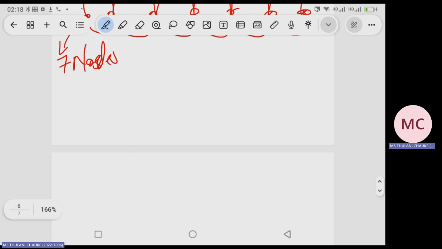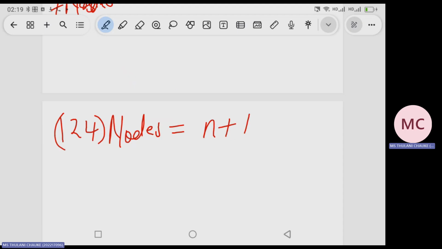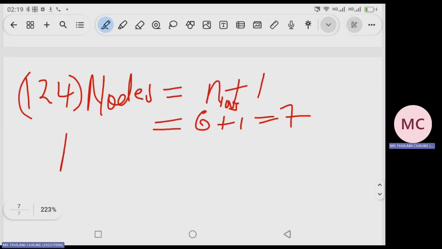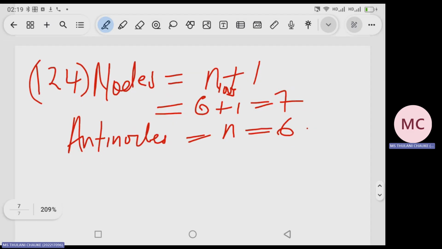Now we're going to 1.2.4. The number of nodes is just n plus 1, the number of loops plus 1. So it's 6 plus 1, which will be 7. Then the number of antinodes is just equal to n, equal to 6.